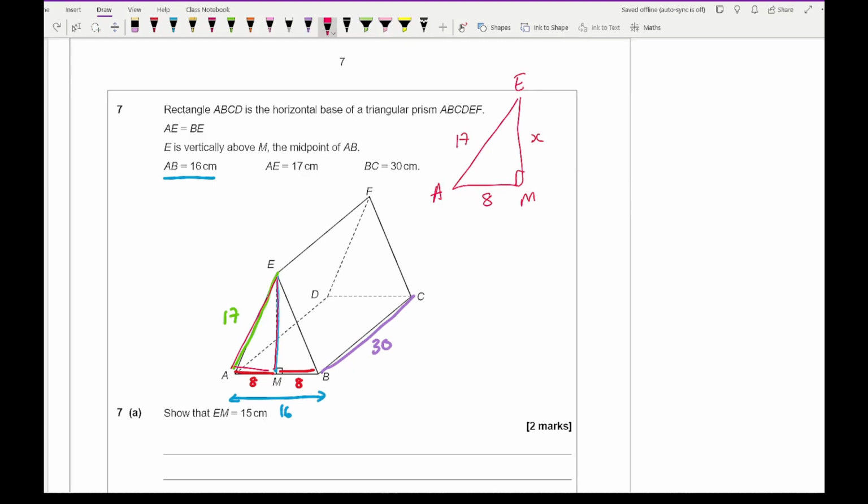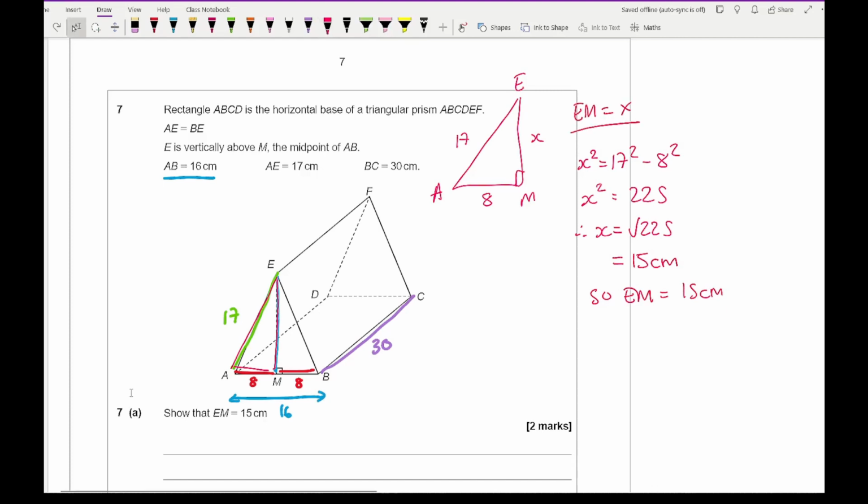So as you can see, it's going to be Pythagoras. So x squared equals 17 squared minus 8 squared, which is 225. And therefore x equals the square root of 225, which is 15 centimeters. So E to M equals 15 centimeters. And again, you could write E to M equals x at the start.